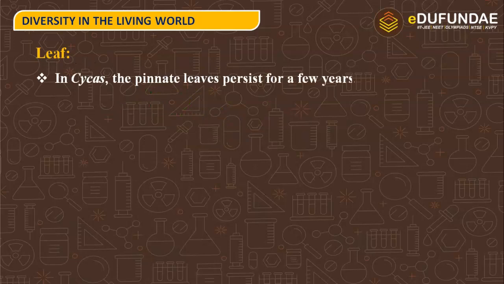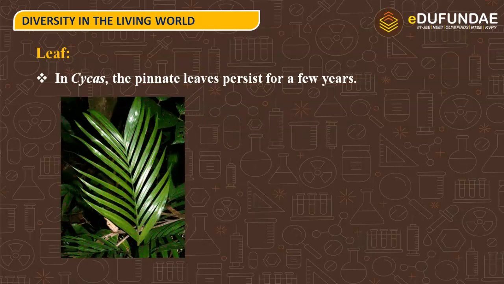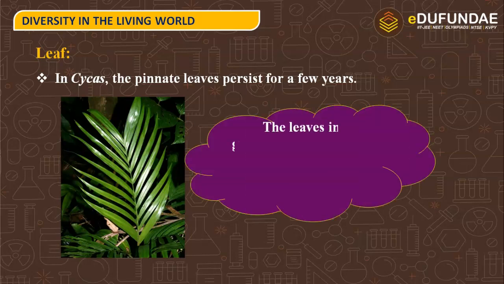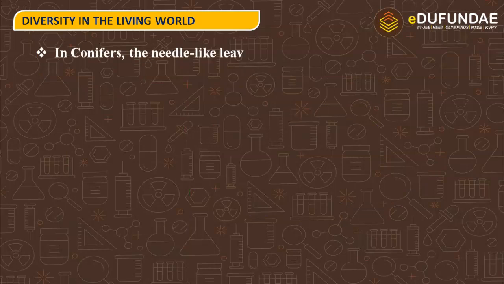In cycads, the pinnate leaves persist for a few years. So here we can see this normal structure, we see it in gardens and also in indoor plants. In the case of cycads, we see that the leaves are pinnately compound leaves and they persist for a few years. The leaves in gymnosperms are well adapted to withstand extremes of temperature, humidity as well as wind.